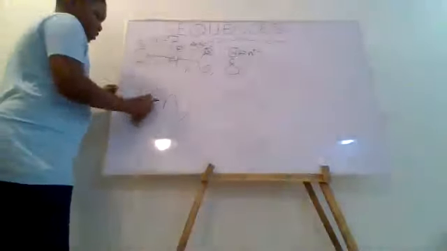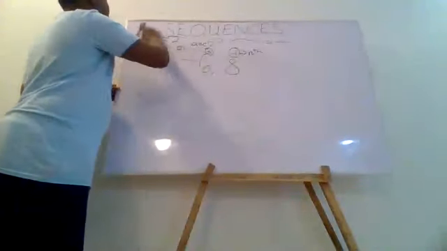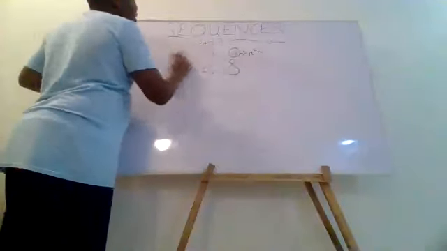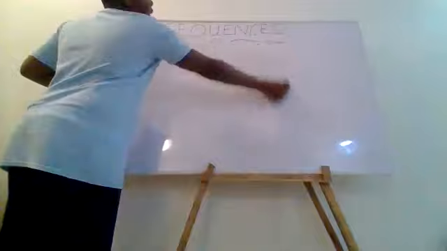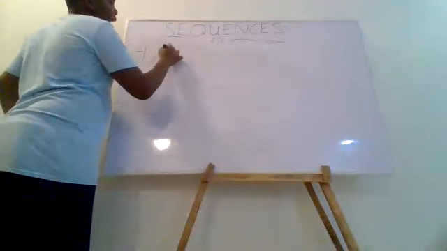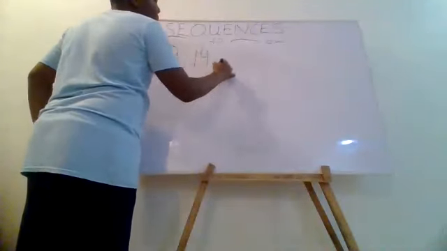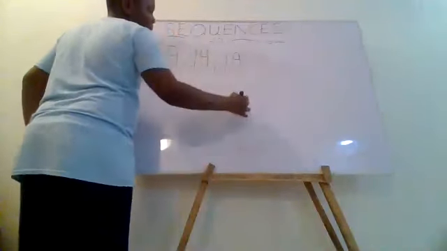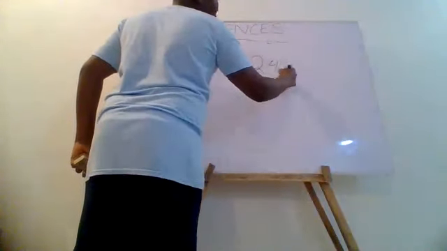So now let's go for another example, which I think is a very easy one. Let's say 4, 9, 14, 19, 24, and we need to find the next two terms of this sequence.